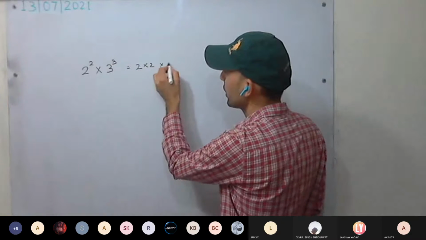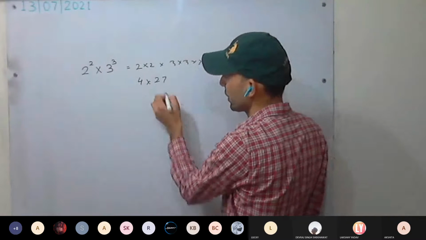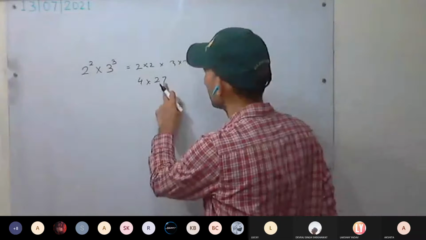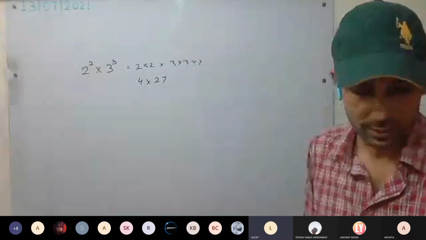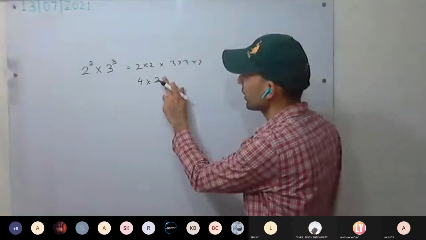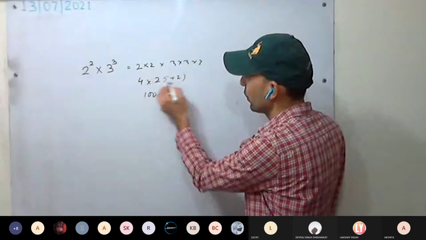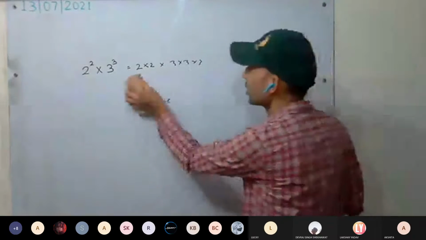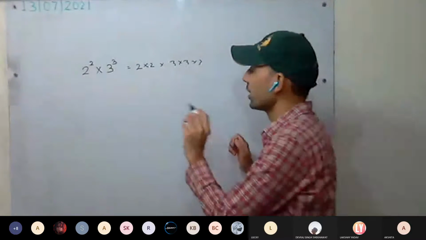It will be 2 into 2 into 3 into 3 into 3. It is how much? 4 into 27. You can solve that one. 100 and how much? 2 is remaining, 4 eights are 8. 108, you will get 108. You will see how I multiplied 27: 4 sevens are 28, 4 twos are 8 and 10, 108. We can multiply it orally like that, if you don't remember 27. Okay. Next question.